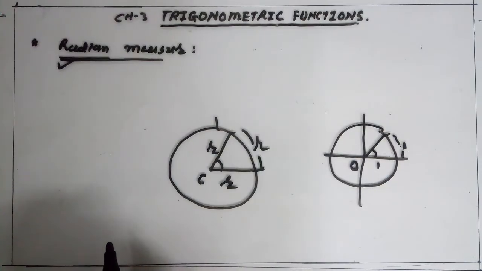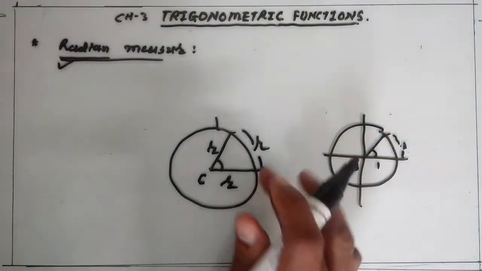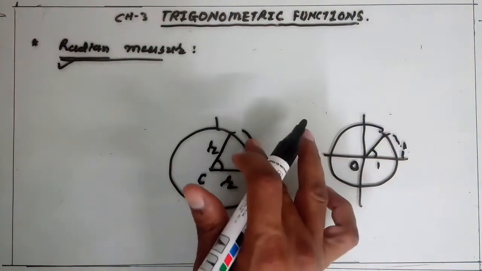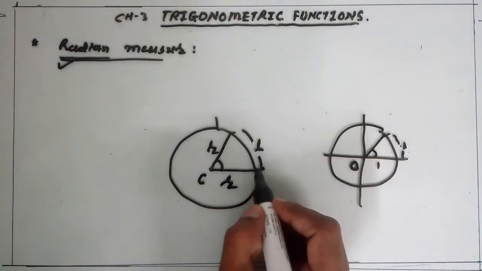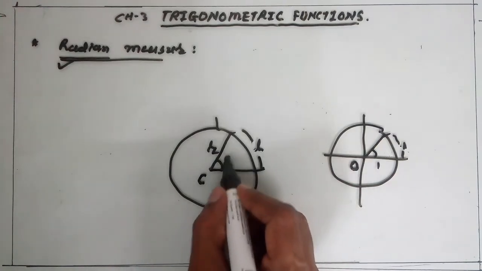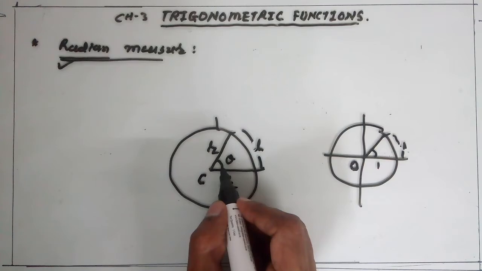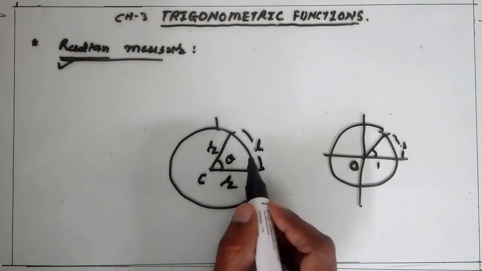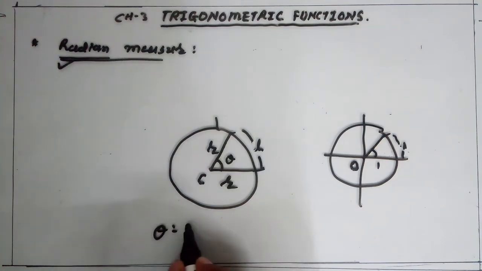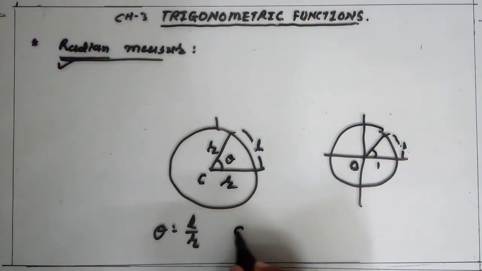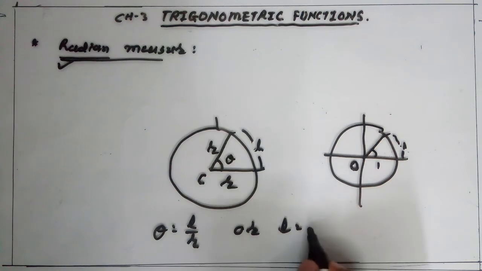Now, if in a circle with radius r, the length of an arc is L, and this arc subtends angle theta at the center of the circle, then the relation between L, theta and r is theta is equal to L upon r, or L is equal to r theta. Clear this?